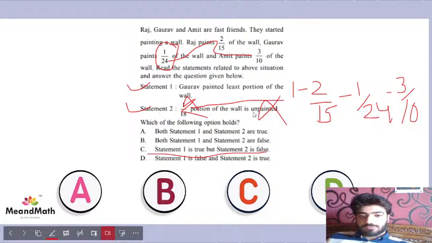Because 1/18 portion of the wall is left unpainted. How will you find the portion of the wall which is left unpainted? You will subtract from 1 the portions 2/15, 1/24, and 3/10 which Raj, Gaurav, and Amit have painted. When you subtract those portions, the answer you get is greater than 1/18. It is not 1/18. So statement 2 is false, and Gaurav painted the least portion of the wall, so statement 1 is true. Statement 2 is false since this is not equal to 1/18. So option C, I think, is correct.